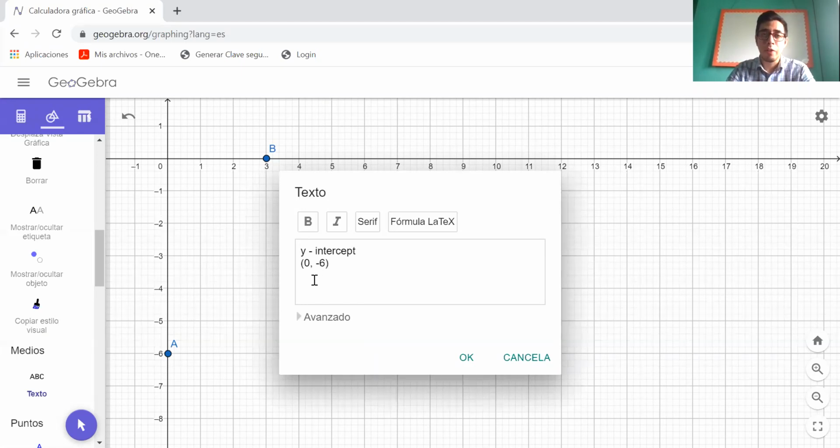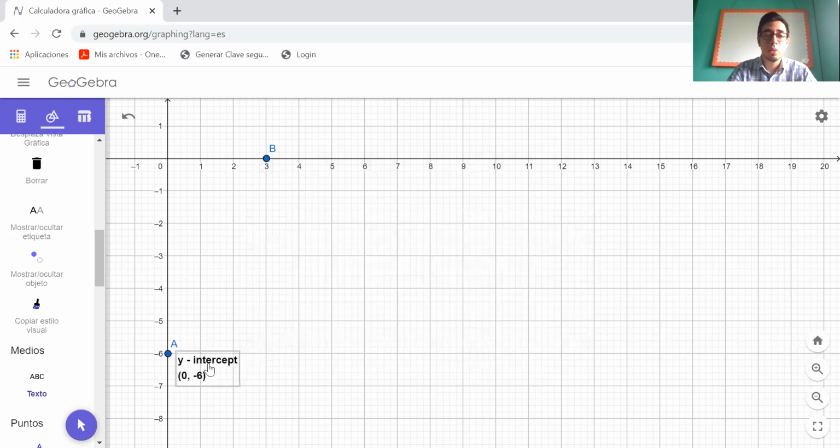Remember, when we have an intercept, this is the point where the graph is going to touch my axis, in this case the y-axis. So I'm going to represent this as the y-intercept, and the other variable is going to have a value of 0. So if this is the y-intercept, you have one value for y, but in x, you are going to have 0. So this is the y-intercept, -6 in y and 0 for x.